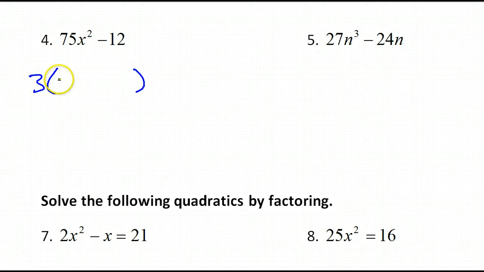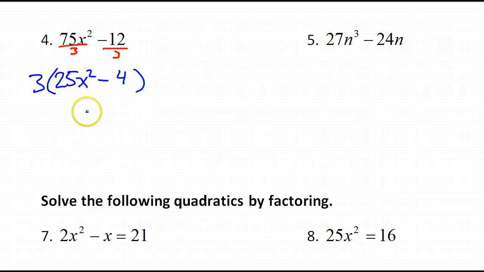3 times 25 is 75. So this is going to be 25x squared minus 3 times 4 is 12. Again, another way to look at it is dividing by your common factor. So you get this and this. Now that's important because now you can see this is actually the difference of two squares.